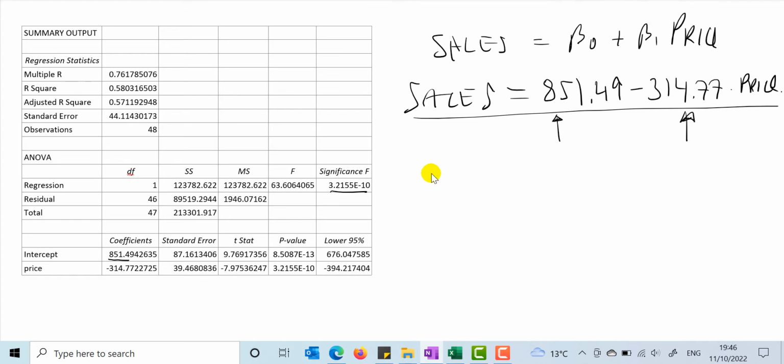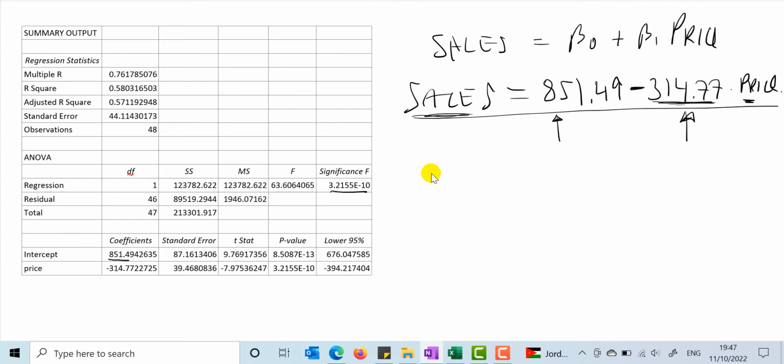Now, what it tells here, if you interpret it and impose some economic meaning to it, is this. If the price increases by $1, the quantity demanded, or in this case sales, decreases by 314.77 units. So that's the $1 increase in price resulting in that much reduction, 314.77 reduction in sales, holding everything else constant, or holding other factors constant. We're not changing anything else. We're just changing price and trying to see what happens to sales.